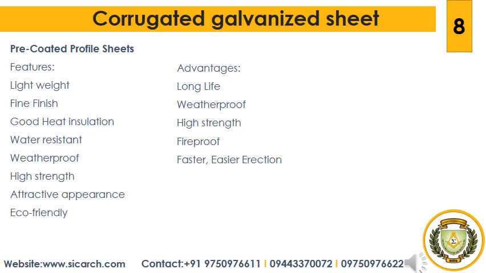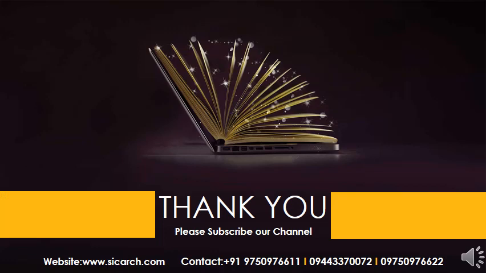So that's all about the corrugated galvanized sheets. In this session, we saw about corrugated galvanized sheets. We saw its description, its fixing and standard dimensions. We also saw its advantages and applications. Then we saw about pre-coated metal sheets and pre-coated profile sheets. Thank you.